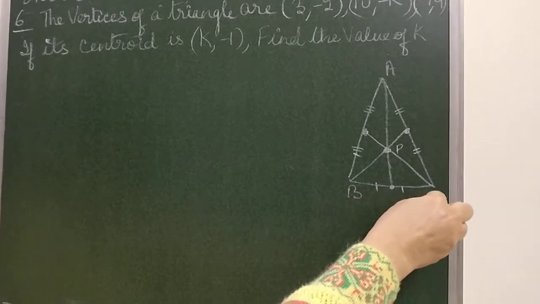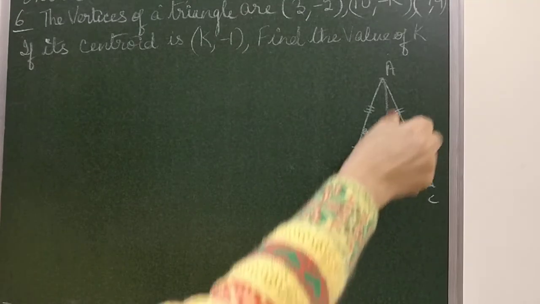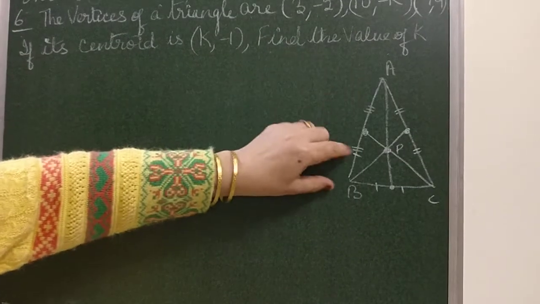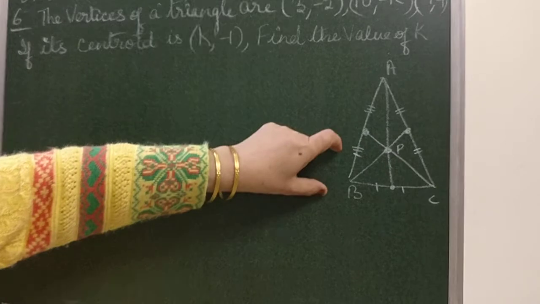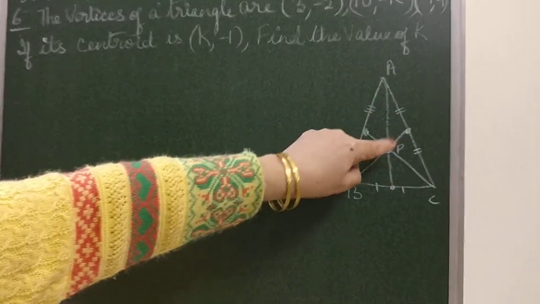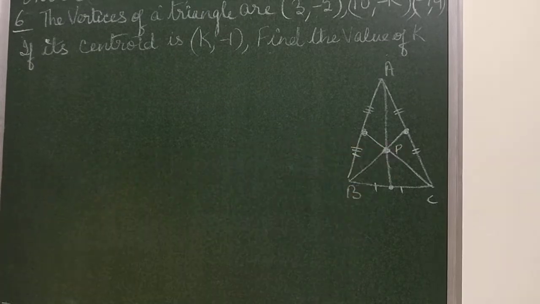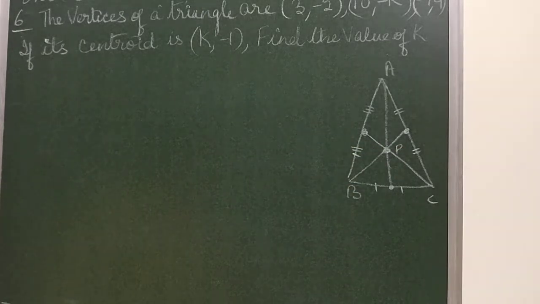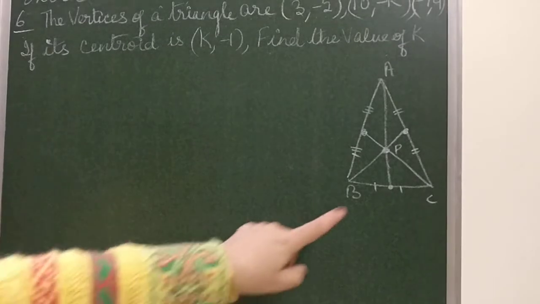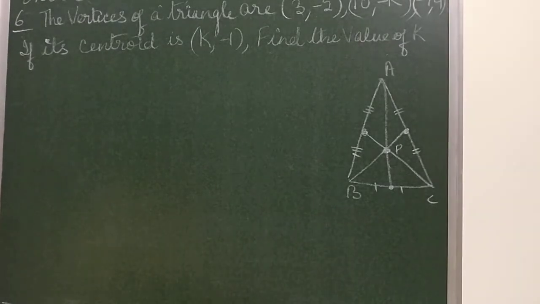So this distance is equal. This line is the second median, so this distance is equal. This line is the third median, so this distance is equal. So all the medians are meeting at a point. This point P, we call it the centroid. So we have to find the value of this centroid. We have a formula to find the value of P, the centroid formula. So let's start with that, right?